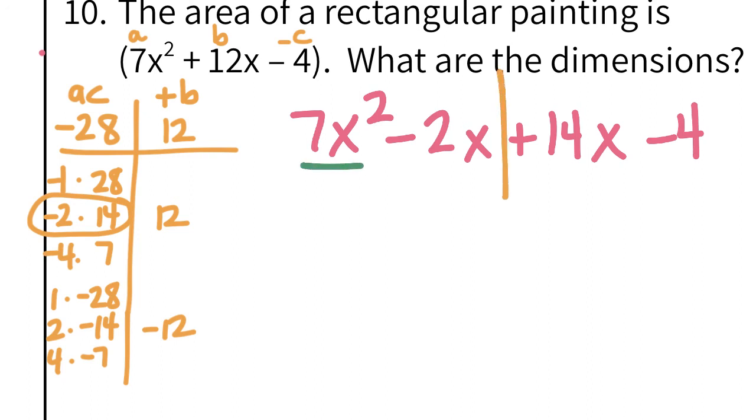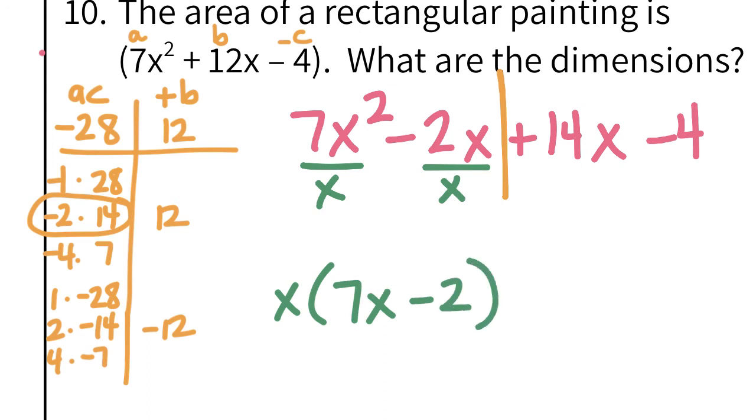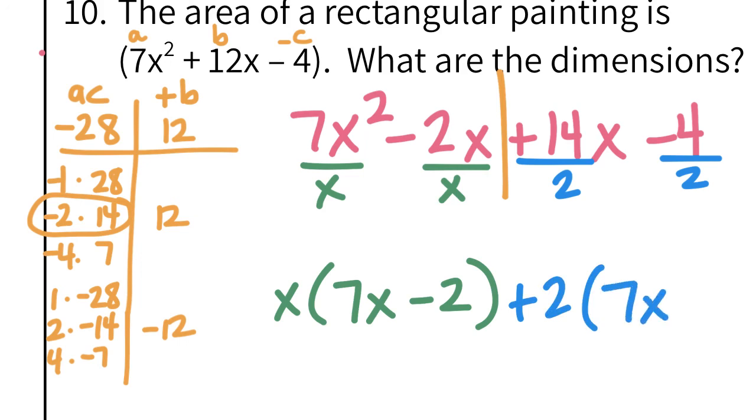And on the left side, looks like the only thing they have in common is the x. So let's write that and then do our dividing. Okay, and then on the right side, they are both even numbers, so I can divide by 2. And notice that it's a positive 2. So 14 divided by 2 is 7x. Negative 4 divided by 2 is negative 2.